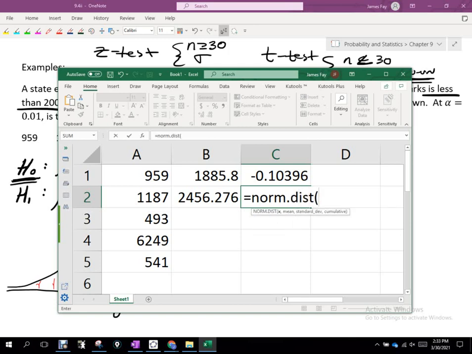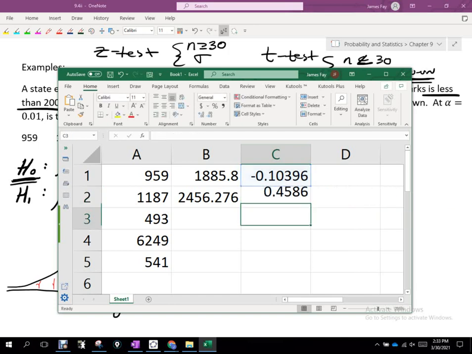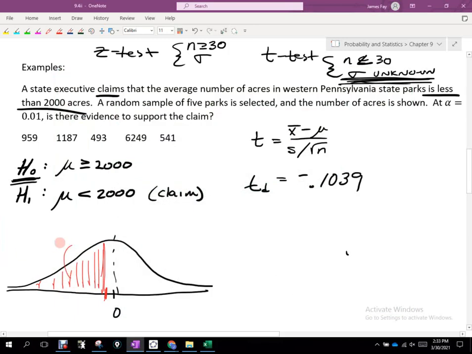So then we'll type in C1, which is that number right there. And we want mean of 0, standard deviation of 1, cumulative yes. And I get 0.4586. So 0.4586 is the p-value. That's this area. It should be pretty close to 0.5 because it's almost half of the curve, right?